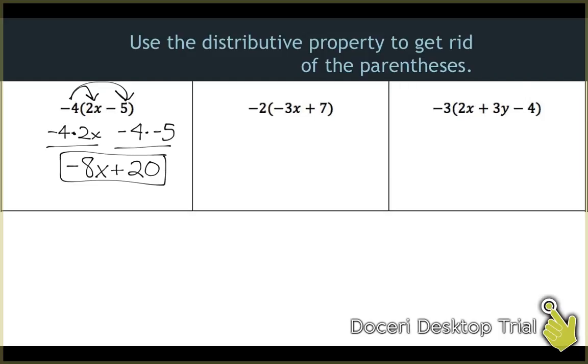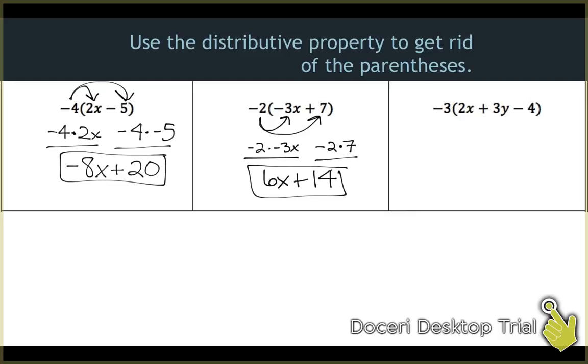Okay, right here we have negative 2 times negative 3x and negative 2 times positive 7. Negative 2 times negative 3x would give us a positive 6x, because a negative times a negative is a positive. And then we have negative 2 times 7. Well, I have a negative times a positive, that means that it's an odd amount of negatives, so that's going to be negative. So I can just add negative 14 there.